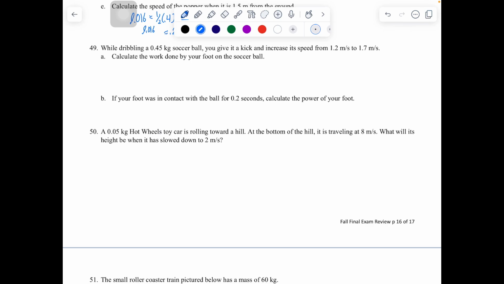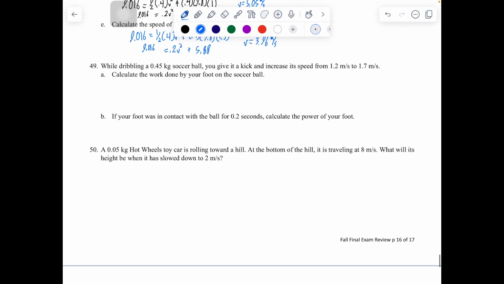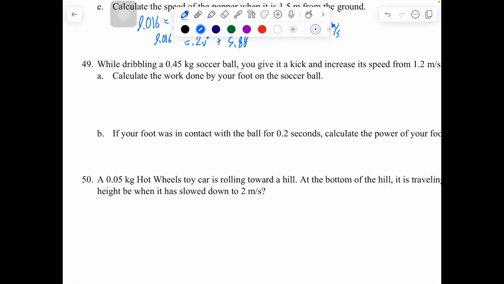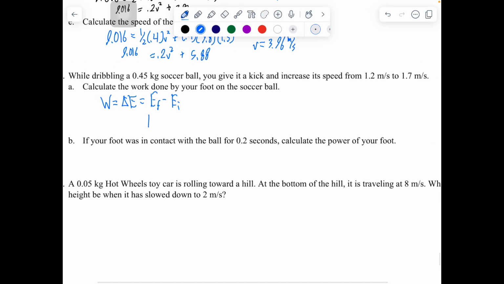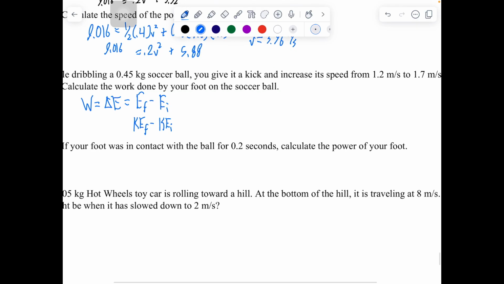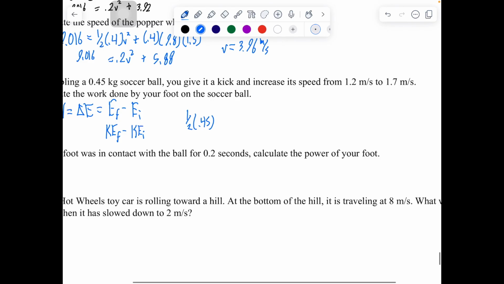Alright, home stretch. While dribbling a 0.45 kilogram soccer ball, you give it a kick and increase its speed. Work done by your foot on the soccer ball. Work is a change in energy. Any change is final minus initial. Our final energy is just kinetic energy. Initial energy is still just kinetic energy. Final kinetic energy is 1/2 the mass times that velocity.